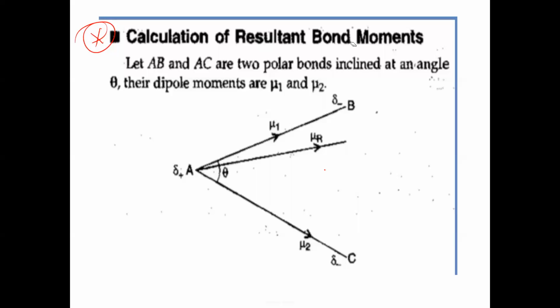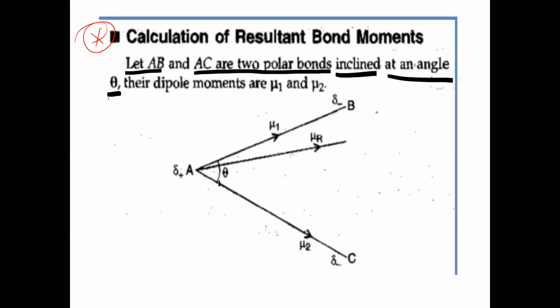Now an important area in that is the calculation of resultant bond moments. See here. Let AB and AC be two polar bonds. AB is one polar bond, and AC is another polar bond, inclined at an angle theta.